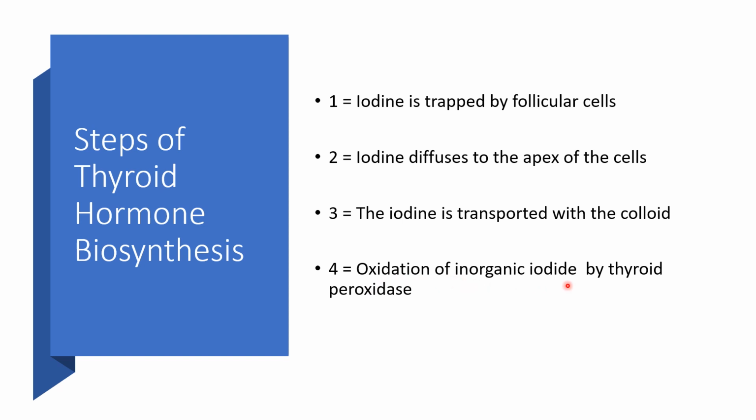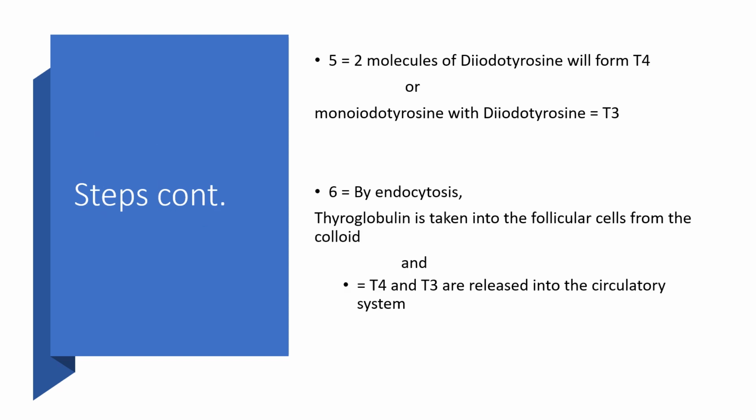Oxidation of inorganic iodide by thyroid peroxidase will then follow. Then two molecules of diiodotyrosine will form T4. Two molecules making four, of diiodotyrosine with the T4, or monoiodotyrosine with one diiodotyrosine. Like I said, the kids in grade 1 will tell you 2 plus 1 will be 3.